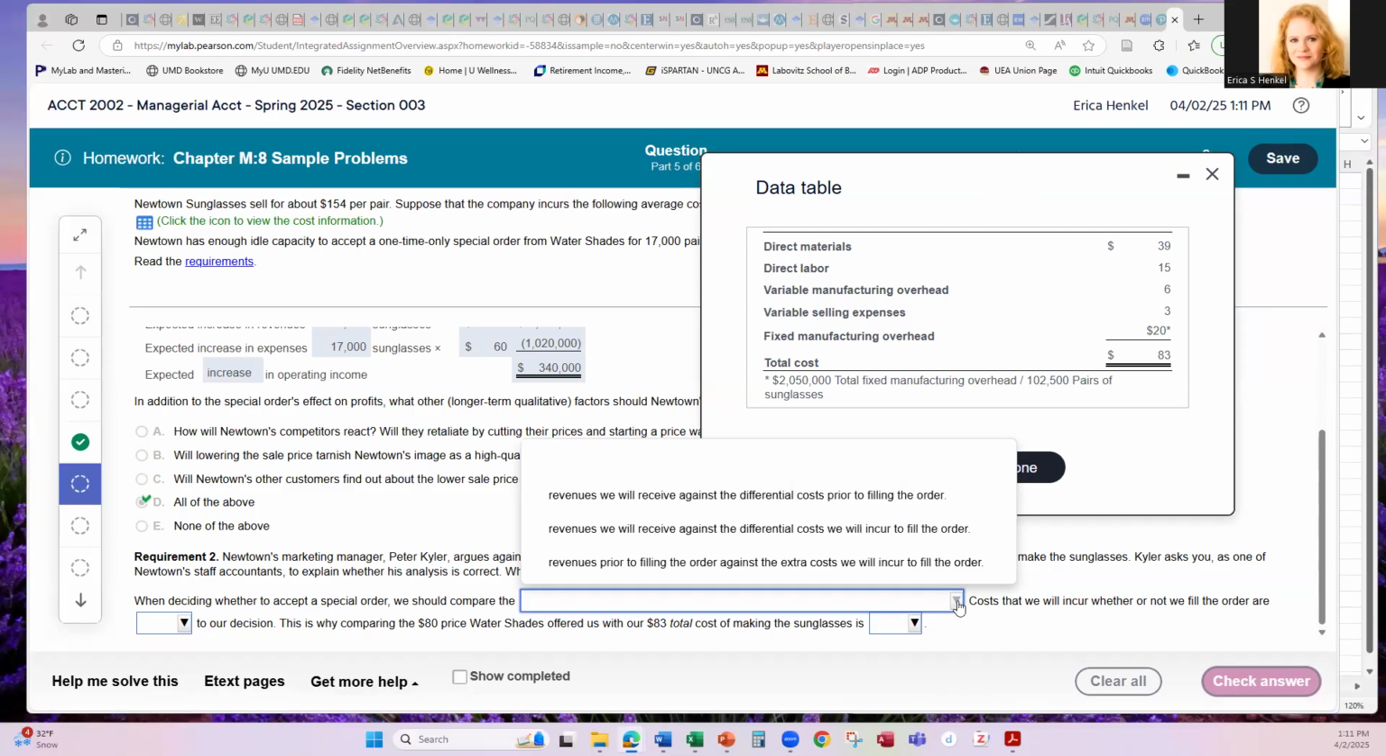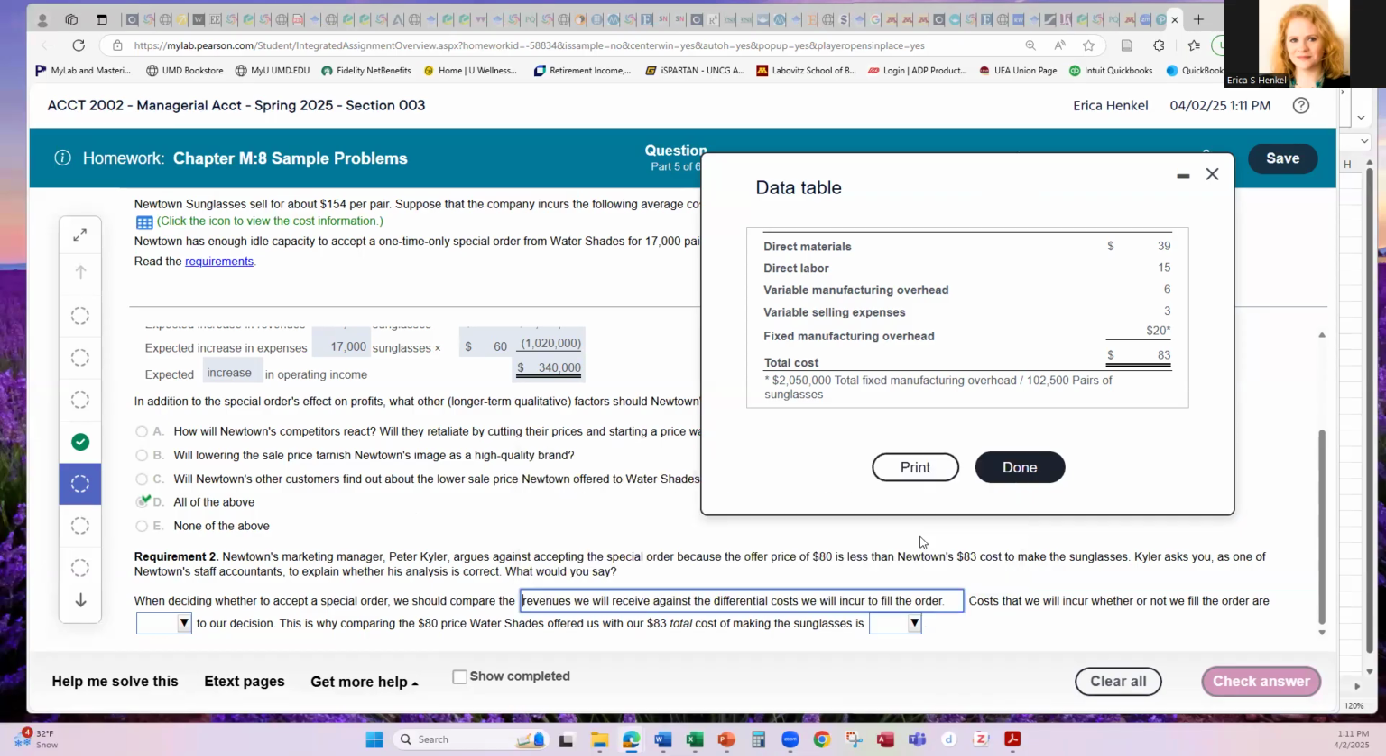Revenues, let's see. So the revenues we receive against the differential costs that we will incur to fill the order. Yep, that one. And then costs that we will incur whether or not we fill the order are irrelevant. So if we have fixed costs, they are irrelevant to our decision here, this additional $20, because they will not affect the decision. Likewise, we eliminated the variable selling expenses because we were not incurring them when the customer came to us to ask for this order.